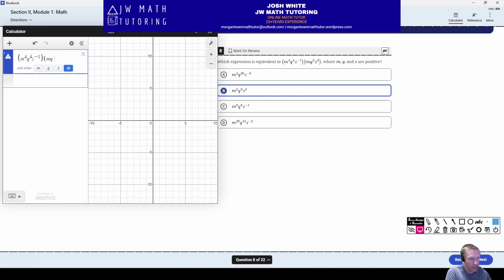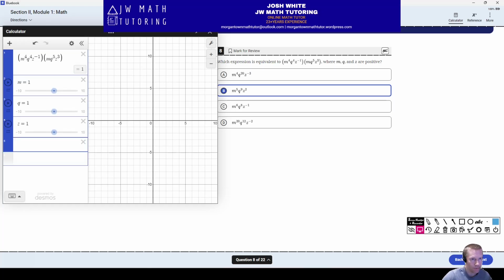And then we're going to add sliders for each of the variables. Okay, so let's add some sliders, just move them to, they have to be positive. That's the only condition. So, okay, the number's starting to get pretty large there. So let me just dial this back a little bit. Okay. And then you would just go through the answer choices, you type them all in, and you see which one gives you the exact same value as I have in the top line there.